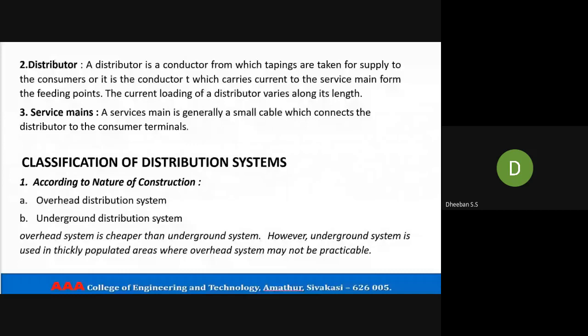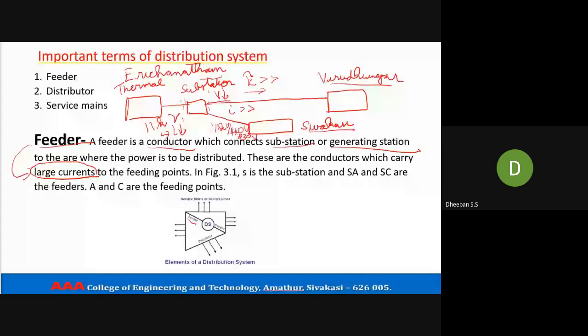So these feeders will be carrying very large currents. A feeder is a conductor from which tappings are taken for supply to the consumers. Here you can see the power will be coming to this area. For example, take it as Virudhunagar, again it will be given to the EB station. So here there is an EB station, right? From this EB station, it has to be given to your house.